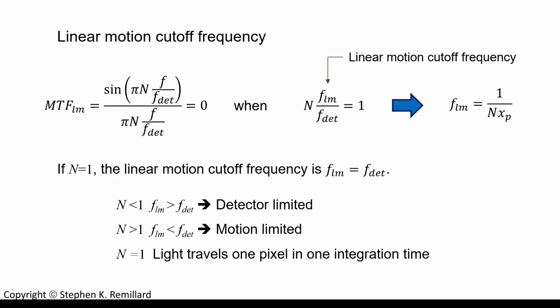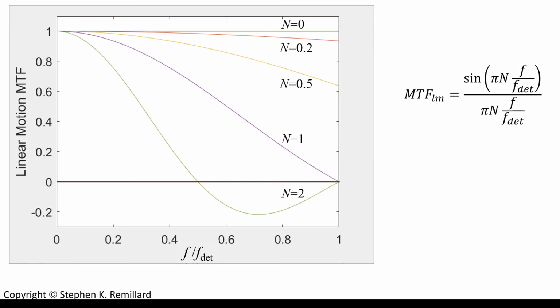I think it's good to graph this and see what it looks like. It should look a lot like the detector MTF, which it does. I normalized the spatial frequency to the detector cutoff frequency and graphed it from that normalized quantity equal to 0 to equal to 1. What's nice about this as the normalization is it has a physical meaning.